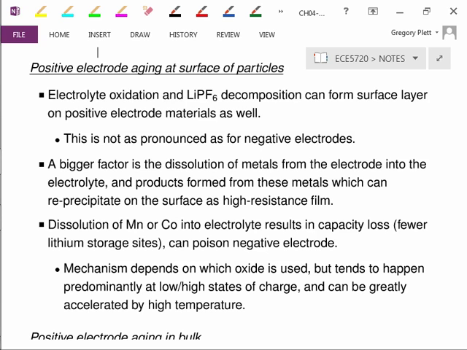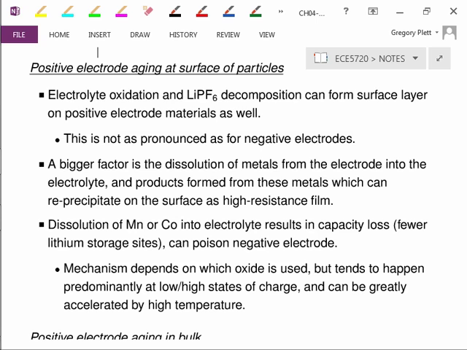This is not nearly as pronounced as it is for the negative electrode. So there is universal agreement that SEI forms on the negative electrode particles, and I'm not sure that there's universal agreement that something like that happens on the positive electrode, although there is evidence to say that it does. It's just not as well understood and not as pronounced.